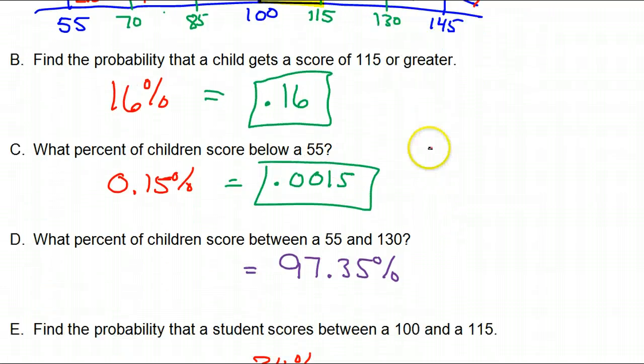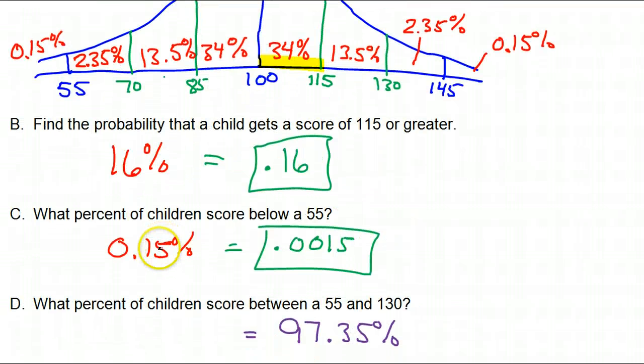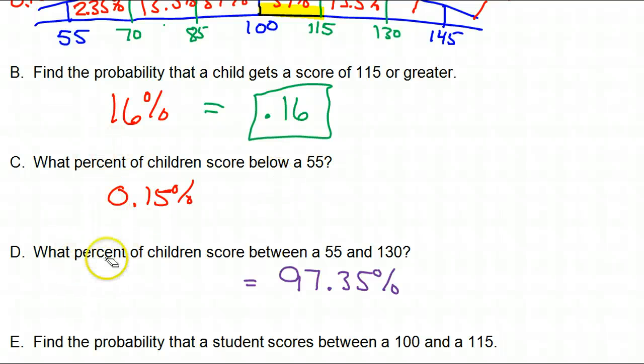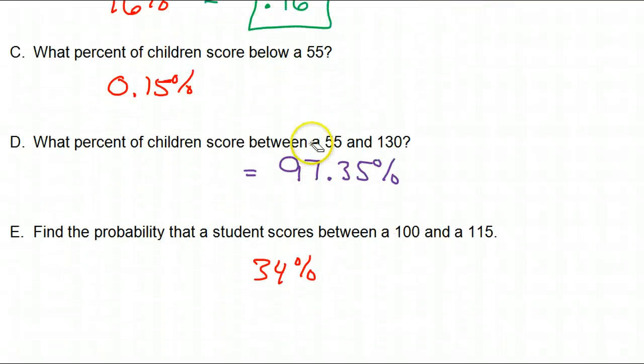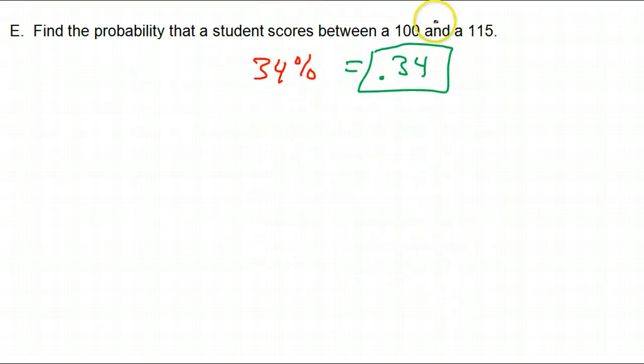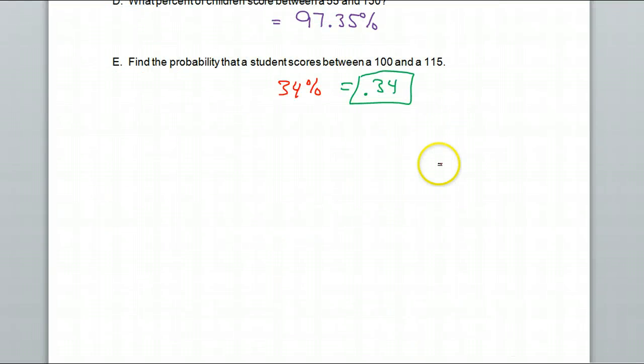Oh wait, that's a percent again. So look, I've got to be careful. If it says probability, give me a decimal. If it says percent, just give me a percent. So here it says probability, so I switch to 0.16. These two say percent, so I'm just going to leave them as percent. This one says probability again, so because it says probability, I'm going to go 0.34 with it. See the subtle difference? I knew you would.